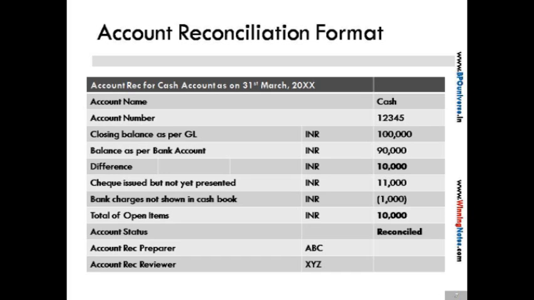Now as regards the open item of 1,000 rupees, which are bank charges still not shown in the cash book, we need to assign a person who will make the correction. We need to have a timeline by which the correction will be made, and preferably have a journal entry which will be passed at that particular time. There can be different variations of the account reconciliation format, but more or less these are the important items that each and every account reconciliation template must show.